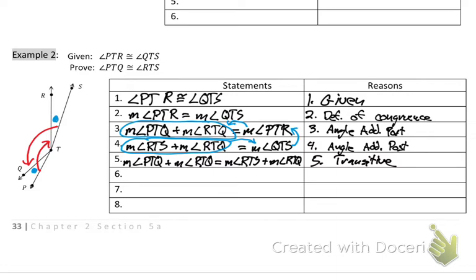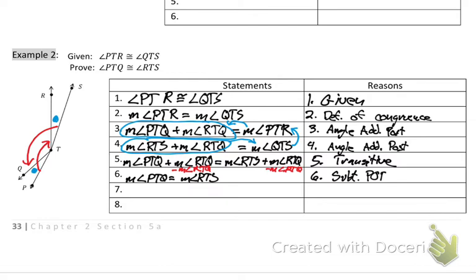Go back to my original premise. If there only was a way I could get rid of RTQ on both sides, I'd be done pretty much. Because I would then have PTQ is equal to RTS. Is there any way I can get rid of RTQ from both sides? Yeah, Tito. Oh, that's the same one you got last time, wasn't it? We're going to use the subtraction property of equality. Subtract the measure of angle RTQ from both sides. And we're going to be left with measure of angle PTQ is equal to measure of angle RTS. And that's going to be the subtraction property of equality.